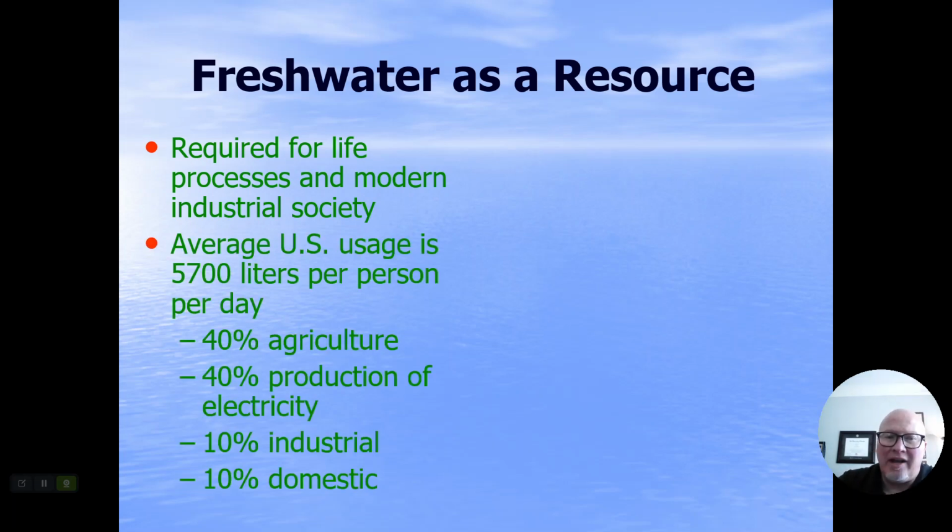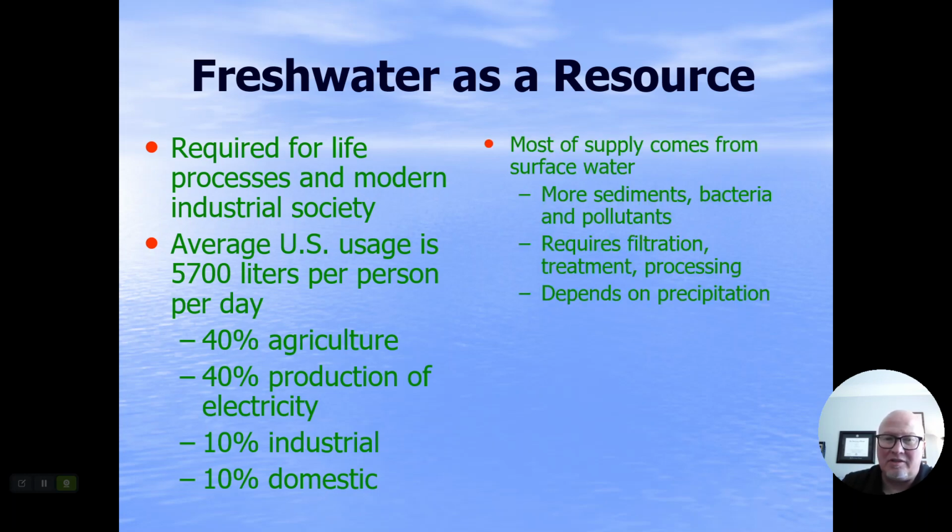The average U.S. usage is about 5,700 liters per day. About 40% of that is agriculture, 40% for electricity, 10% industrial, and 10% domestic. Most of this comes from surface water. More sediments, bacteria, and pollutants are in the surface. This means it requires filtration and whatnot, and surface water does depend on precipitation.